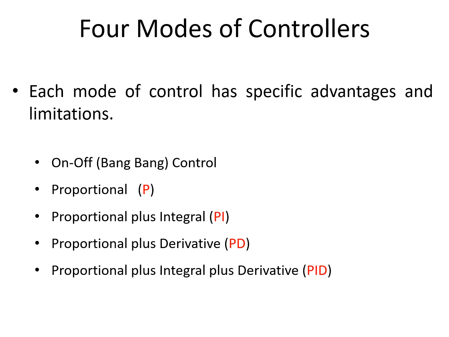Coming to the modes of operation of the controllers, each control mode has specific advantages and limits. One is on off, which is also called bang bang control, then proportional control, proportional plus integral control, proportional plus derivative control and proportional plus integral plus derivative control. That is why they are represented as P, PI, PD and PID controllers, based on the specific type of controlling operation provided by the controllers. So let's take these up one by one.